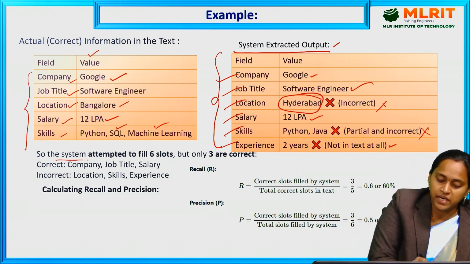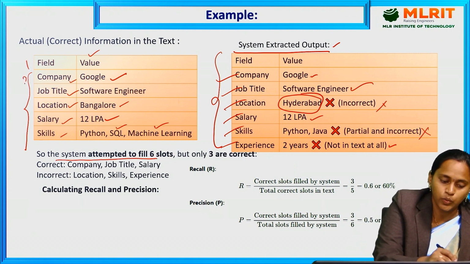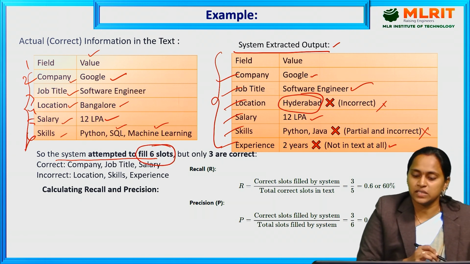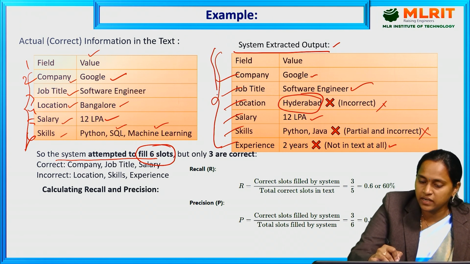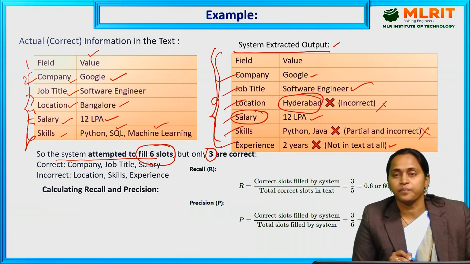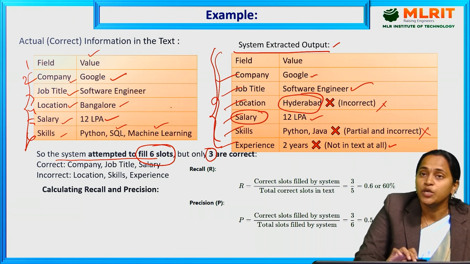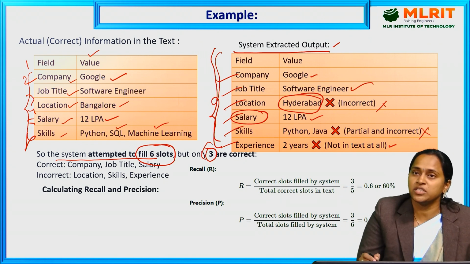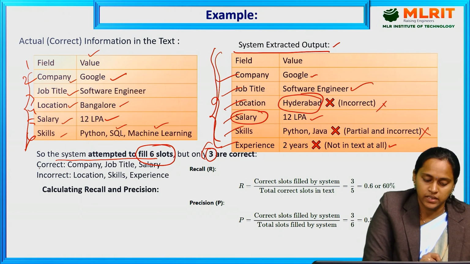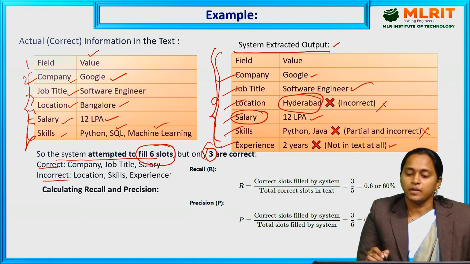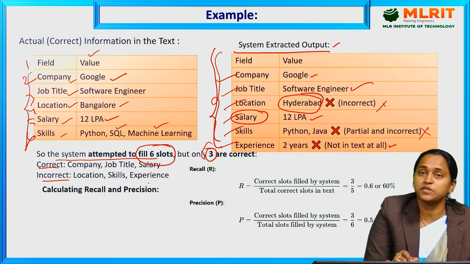The system attempted 6 slots, right? 1, 2, 3, 4, 5, 6. The user also has 6 slots. But in the system's extracted output only 3 are correct, right? Company, job title and salary. So only 3 fields are correct. That means there is a match between the user and the system in only 3. Let's find the precision and recall. See here, correct and incorrect. Company, job title and salary are correct. The remaining ones, location, skills and experience, are wrong.